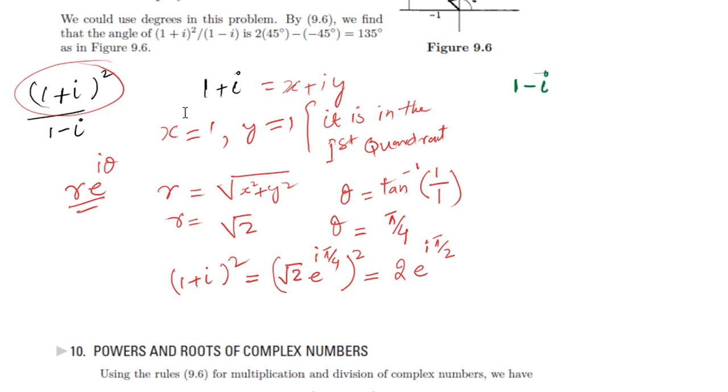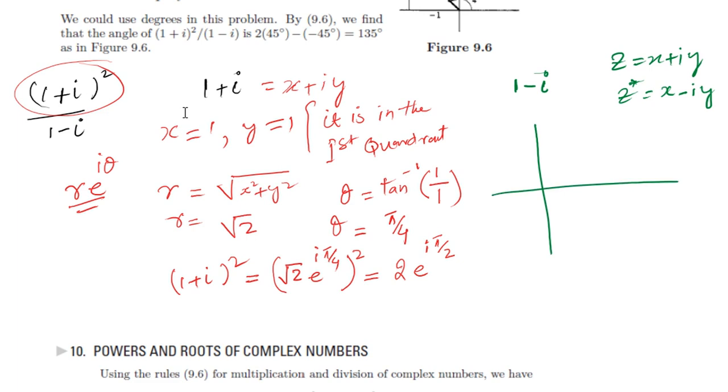And as I told you, if there is a complex number x plus iota y, its complex conjugate is the number with this iota sign changed, x minus iota y. So in principle, 1 minus iota is the complex conjugate of 1 plus iota.